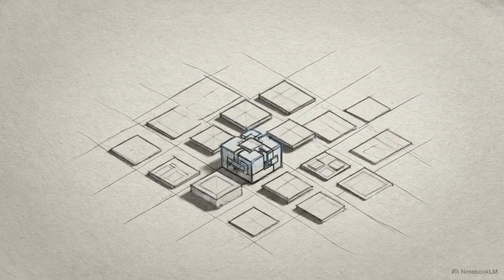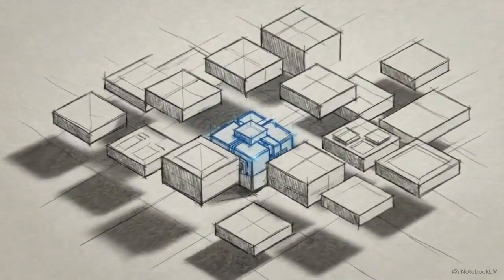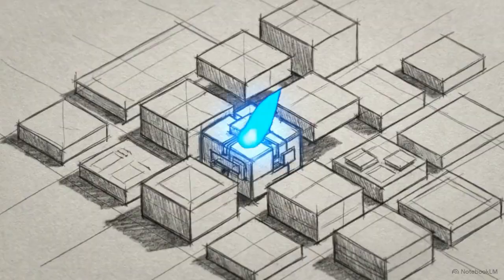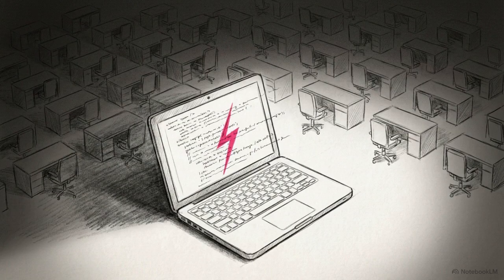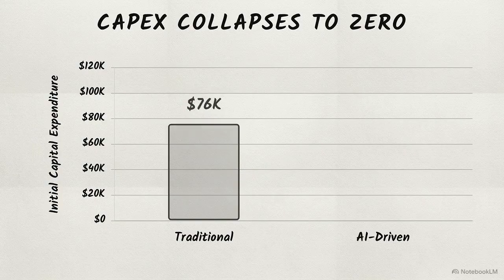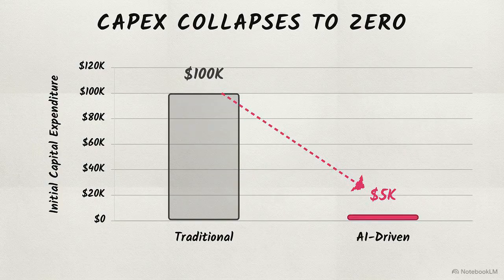A developer today can stitch together a functional, complex application over a single weekend for a few dollars in API credits. Generative tools remove the need to hire a massive engineering team to write boilerplate code up front. This effectively collapses the traditional capital expenditure, the upfront cost of building a product.